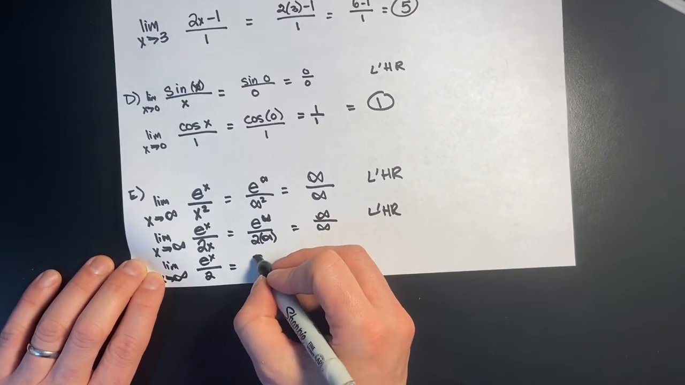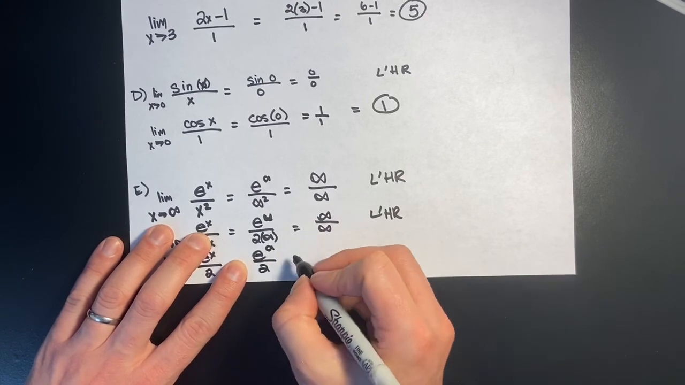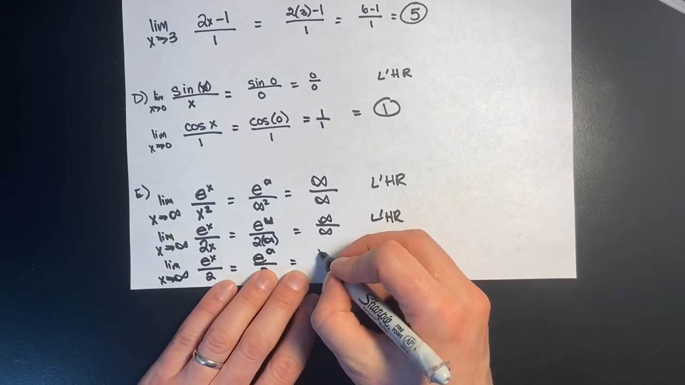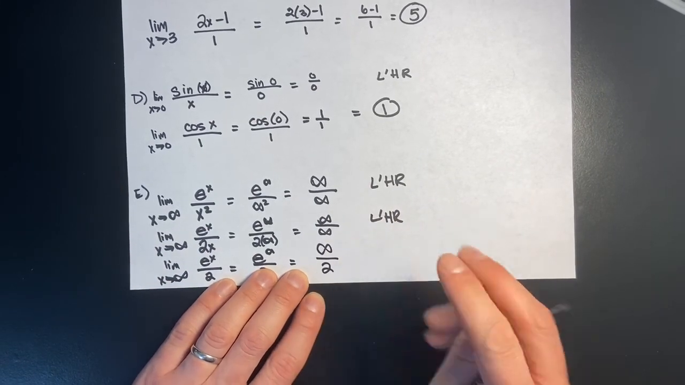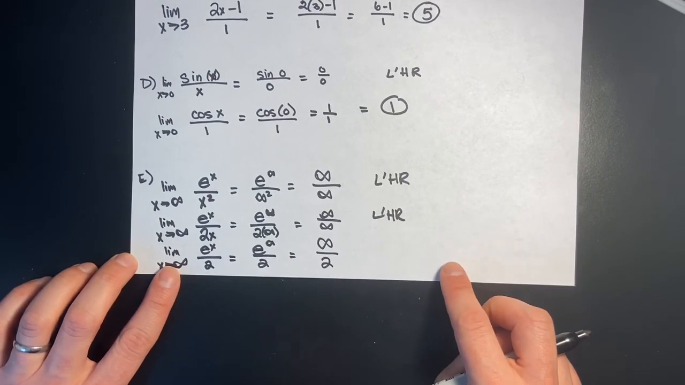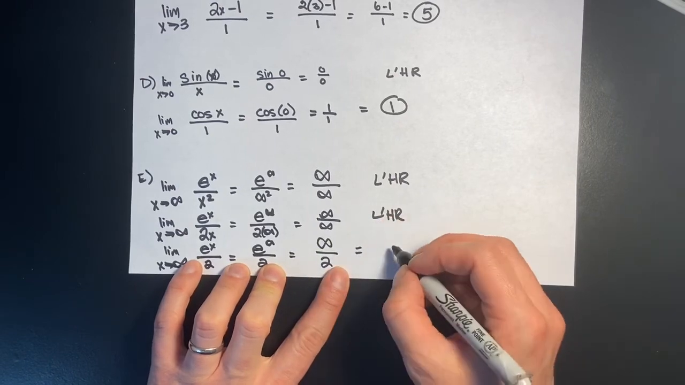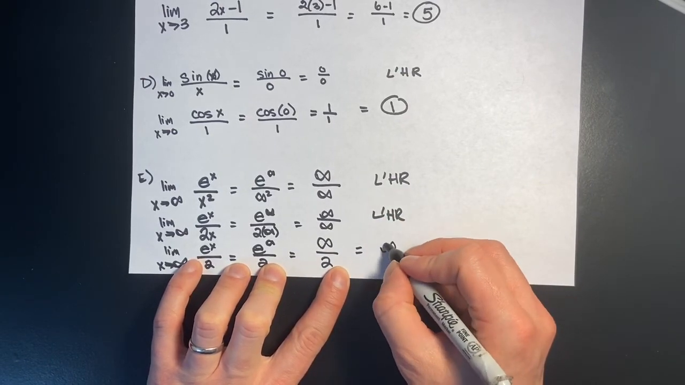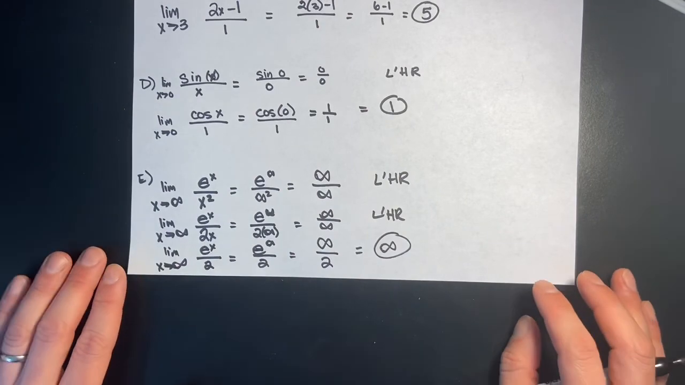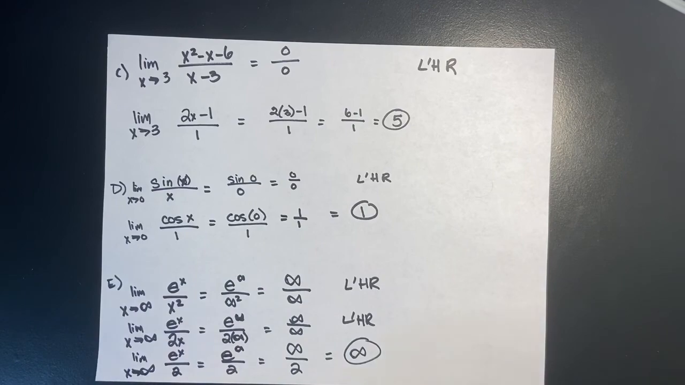You get e to the infinity over 2, which is infinity over 2, which although it looks like it shouldn't be the answer, is the answer, because infinity divided by 2 is infinity. You're allowed to get infinity, in this case positive infinity. Okay, so there you have it.